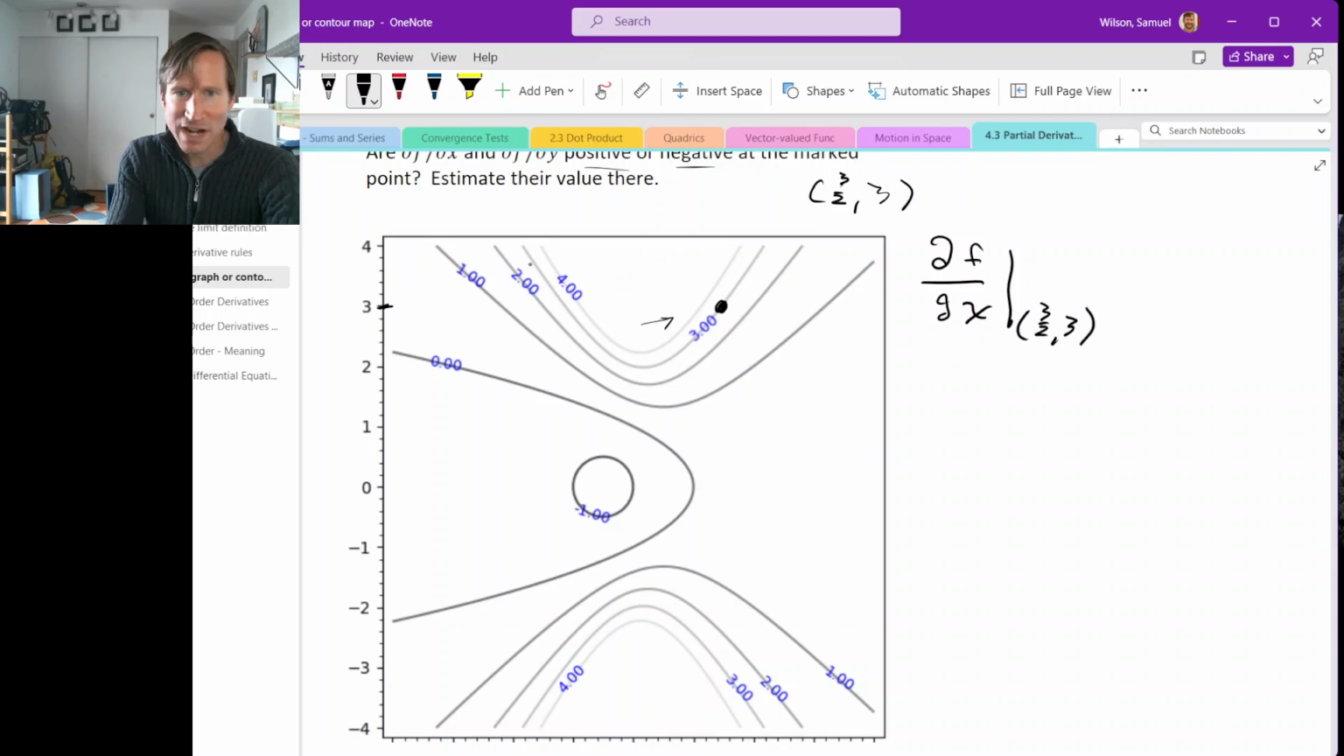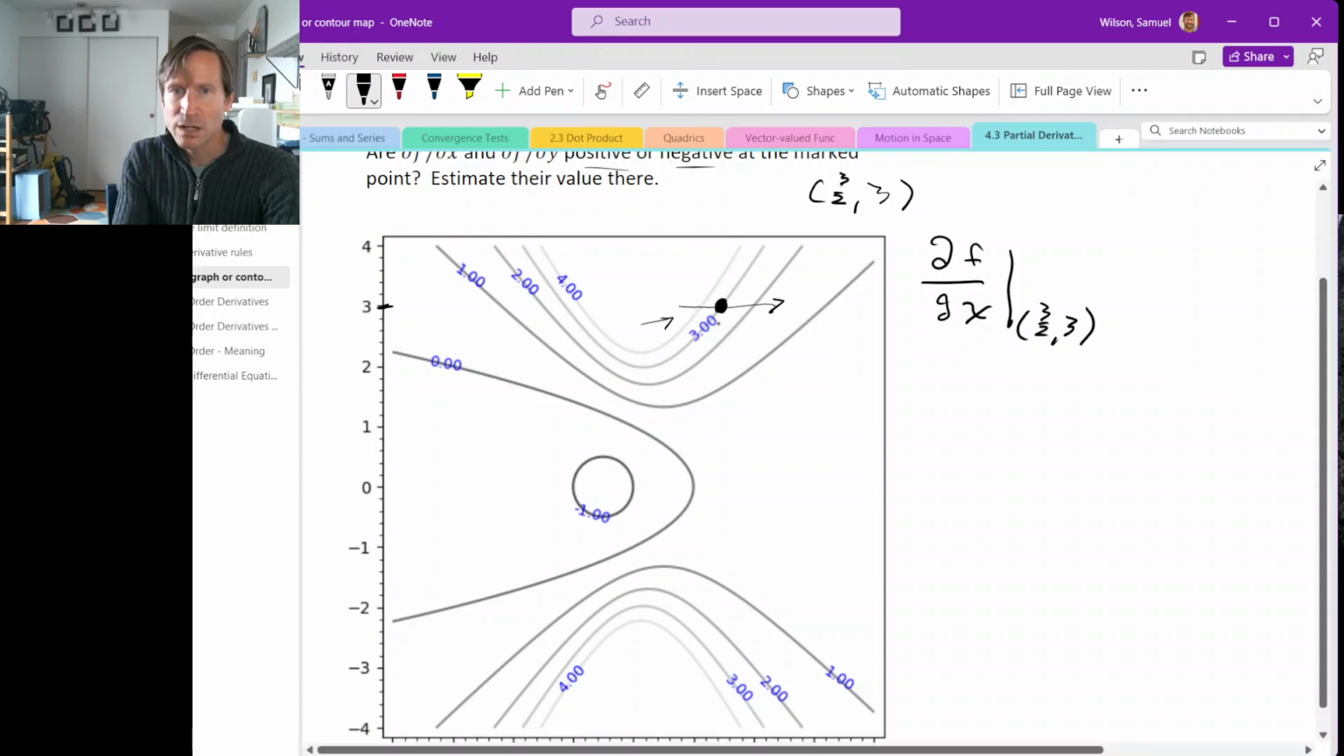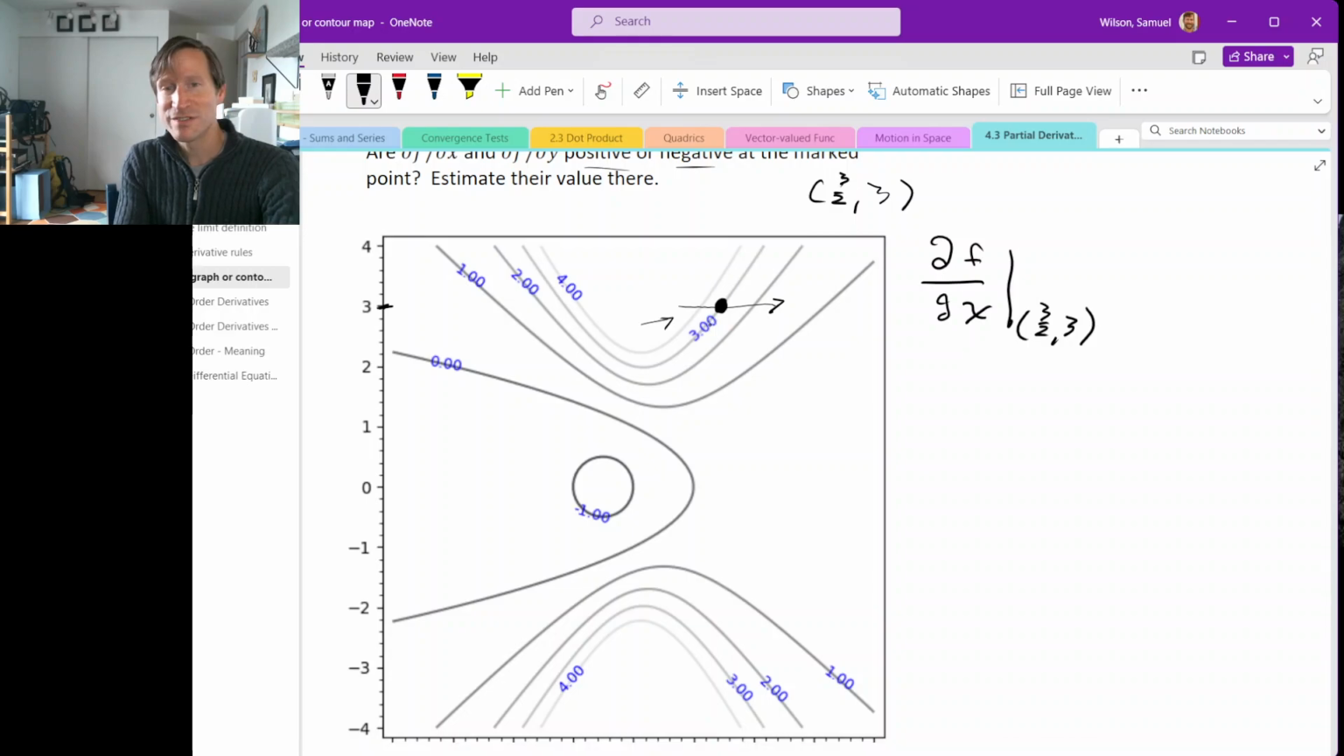Okay, so let's estimate partial f partial x evaluated at the point 3/2, 3. Of course the rate of change depends on the x and y coordinate that you choose, and I have chosen 3/2, 3. So at this point, remember we're thinking about moving in the x direction. To figure out if the function is increasing or decreasing, we have to ask what on a contour plot tells you about the output values of the function. It's the labels for the contours that tell you the output values of the function.